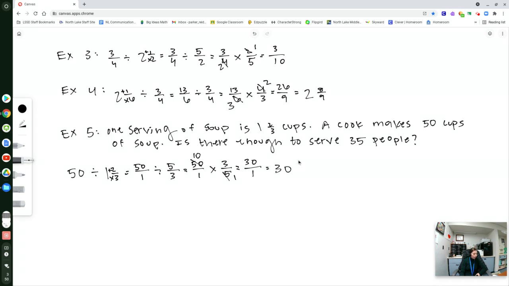Now what does this mean? Well, this means that if I take my 50 cups of soup and I divide it into the serving sizes, I end up with 30 servings. So is that enough to feed 35 people? No. This amount serves only 30 people.